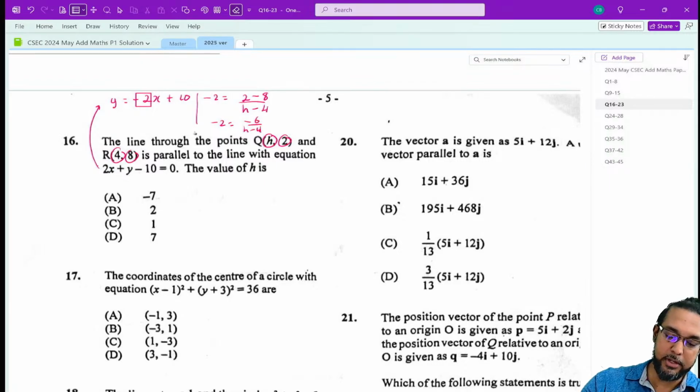And then let's come down. So -2, sorry, h minus 4 is equal to -6 over -2, which is +3. And then we have 3 plus 4, which is 7.